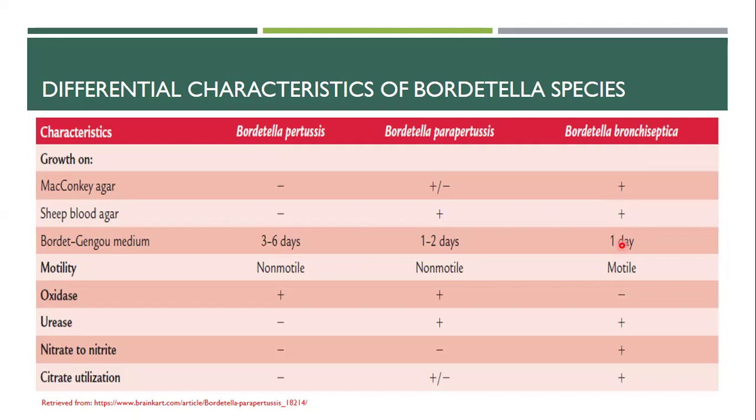The only motile one of the three medically significant Bordetella species is your Bordetella bronchiseptica, and the only oxidase negative, not producing the oxidase enzyme, is still your Bordetella bronchiseptica. The Bordetella species in general may also be tested for urease production, meaning it produces the enzyme urease, which is typical of your Bordetella parapertussis and Bordetella bronchiseptica. Capable of converting nitrate to nitrite is your Bordetella bronchiseptica. And using citrate as a source of energy is your Bordetella bronchiseptica, and sometimes your Bordetella parapertussis.